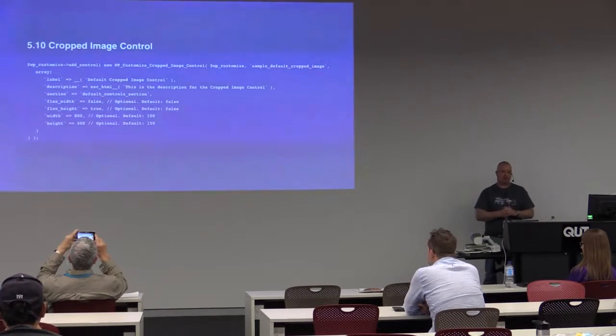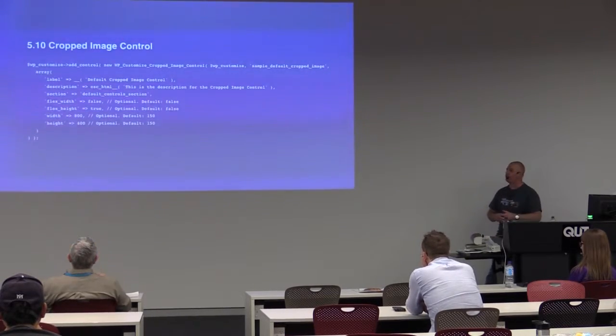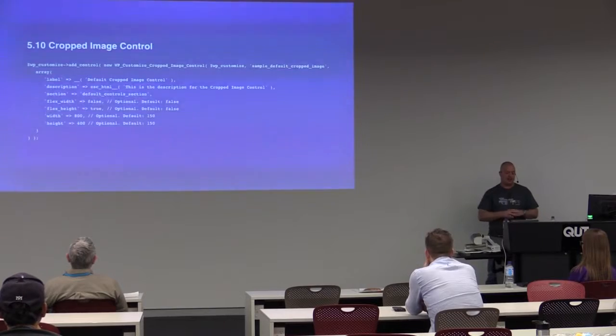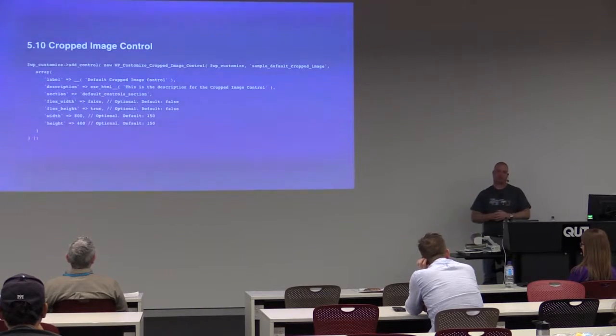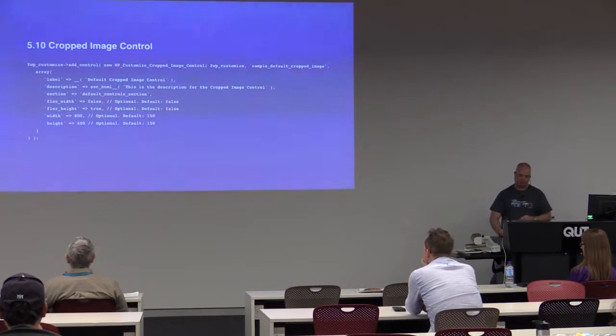And lastly, for the cropped image control, you pass in a new WP customize cropped image control class. For this control, as well as the label and description, you can also specify the width and height, or you can specify whether the width and height is flexible when the image is cropped, as well as the actual width and height of the image itself.